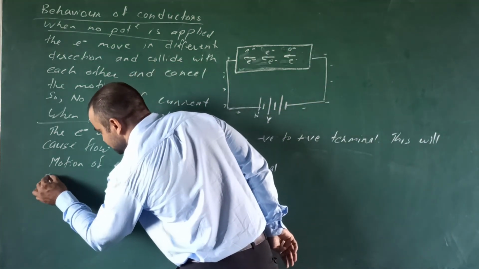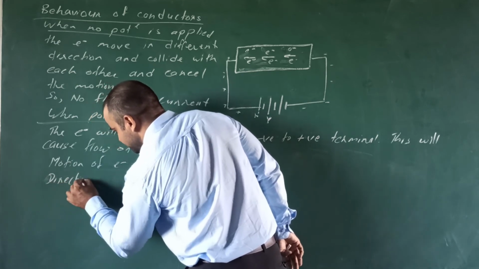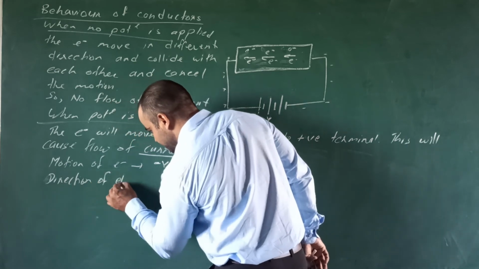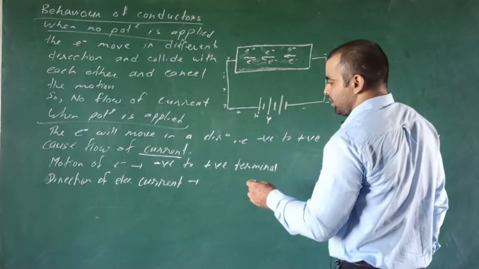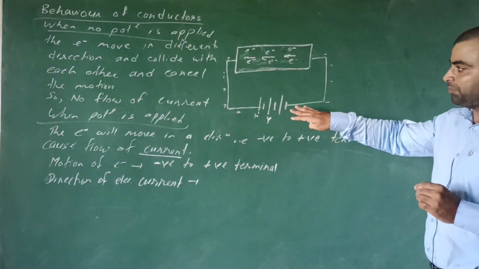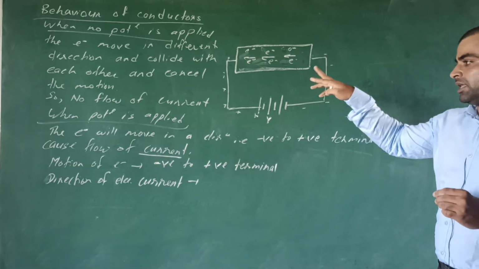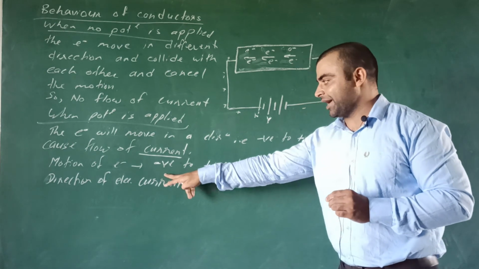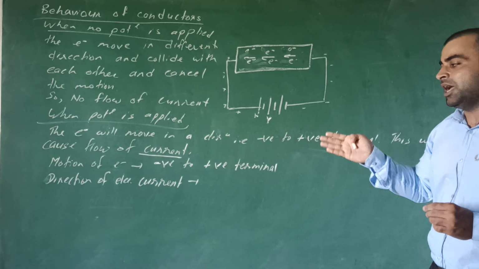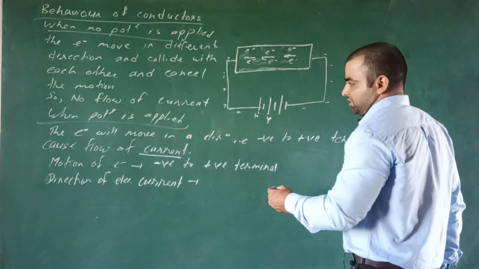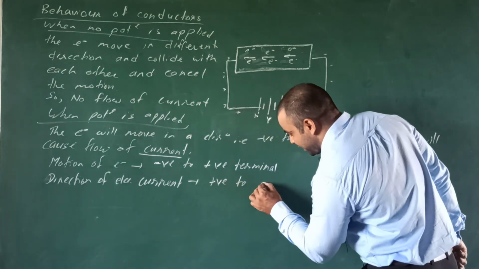And the direction of electric current will be opposite to the motion of electrons. The motion of electrons is from negative to positive terminal, and the direction of electric current will be opposite, from positive to negative terminal.